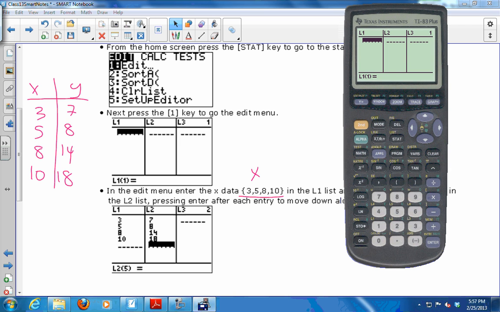So now we type in the data, 3, 5, 8, and 10 in list 1. And in list 2, we put the Y data, 7, 8, 14, 18.